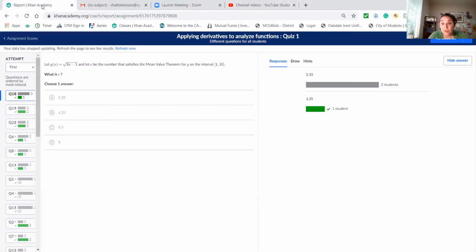So what I'm going to do is go through the questions that were commonly missed from Khan Academy, and we'll do this often, hopefully. On the left side of the screen, it tells me that on the first attempt, question number 10 was missed by 3 people, and one person got it right on the first attempt.